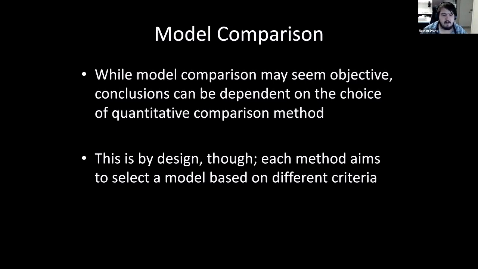And this is by design. Each method tries to select a model based on different criteria, but this is something you need to keep in mind, right? You can't just mindlessly choose AIC or BIC or any of these selection criteria at random, right? You've got to think about your choice, because your choice can matter and change the conclusions that you make.